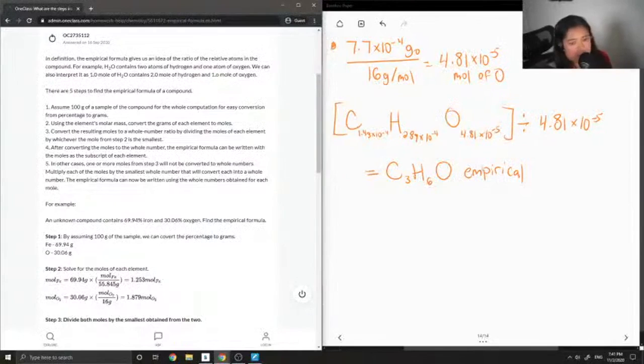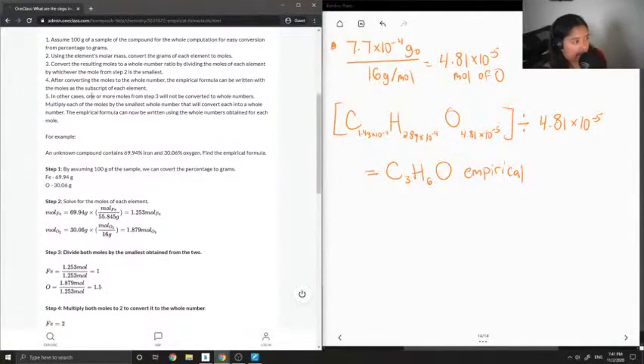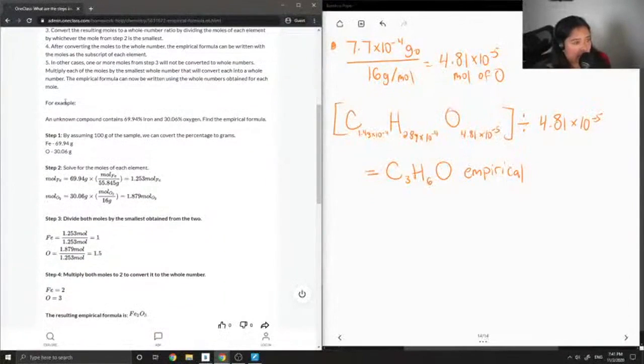This is similar to our example. We divided it by oxygen's moles. After converting, the empirical formula can be written with the moles as the subscript of each element. In other cases, 1 or more moles from step 3 will not be converted to whole numbers. Multiply each of the moles by the smallest whole number that will convert each into a whole number. And then you can find out your empirical formula.